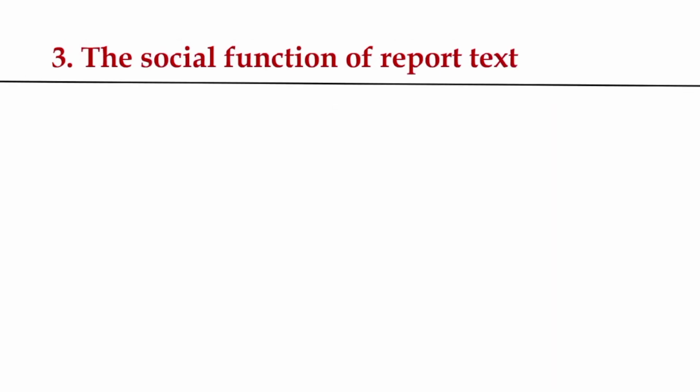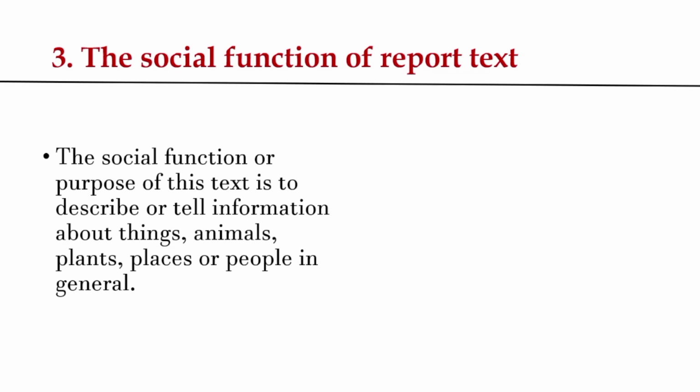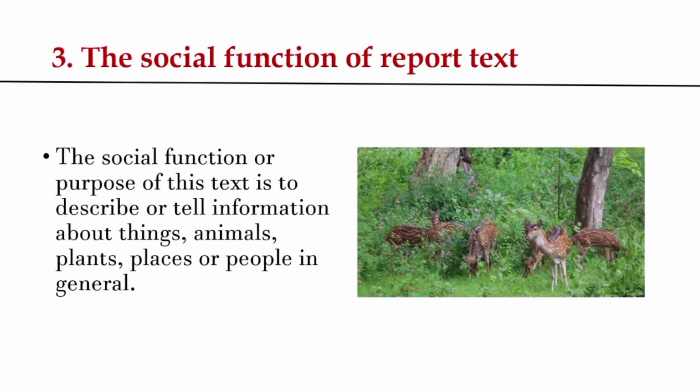And the third, the social function of report text. The social function or the purpose of this text is to describe or tell information about things, animals, plants, places, or people in general. For example, we can describe deers in general or flowers in general.